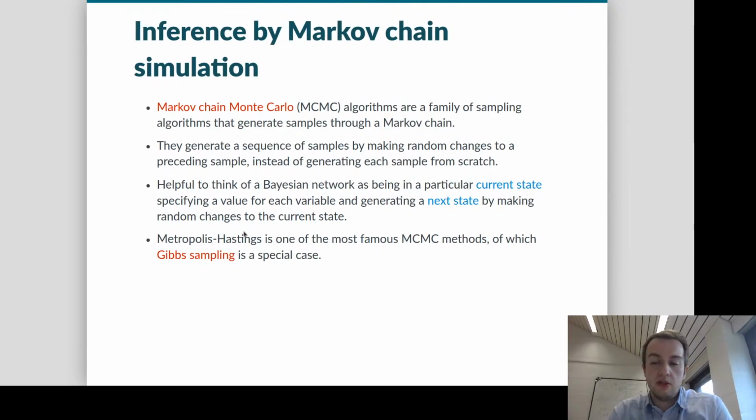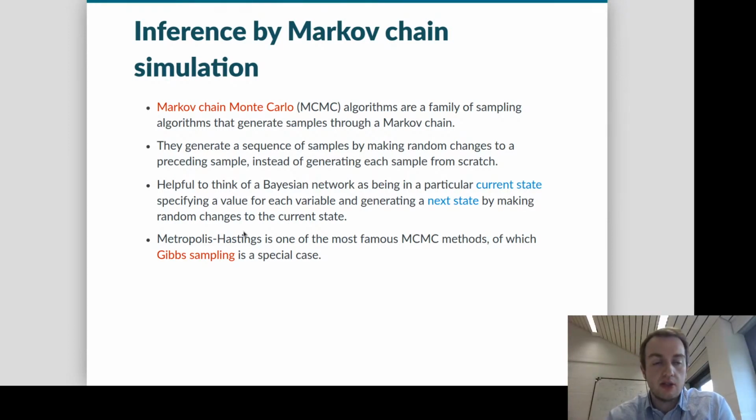So we can use another strategy to solve this same problem, which is another family of inference by Markov chain simulation. So Markov chain Monte Carlo algorithms, or MCMC algorithms, are basically a family of sampling algorithms that generate samples through a Markov chain. Markov chains are something we'll see next week.